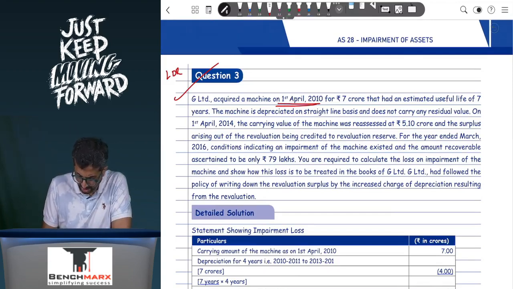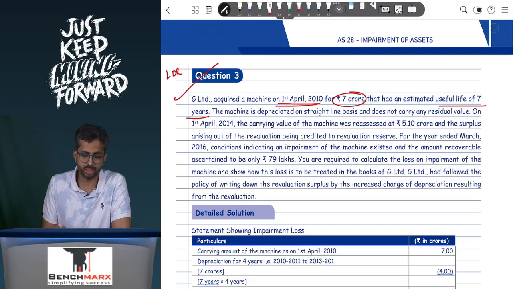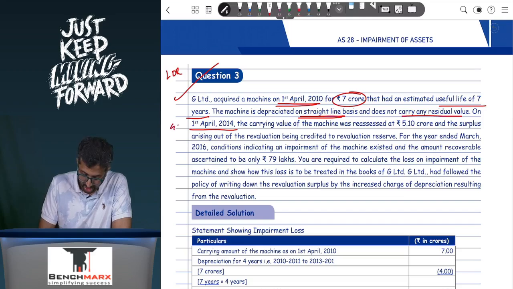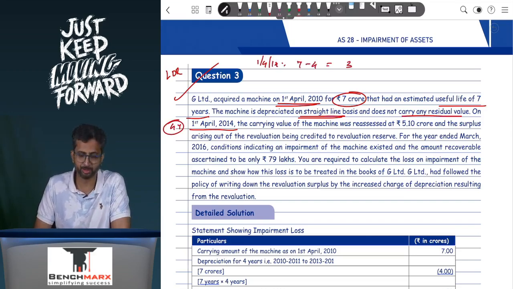Now G acquired a machine on 1st April 10 for 7 crores and an estimated life of 7 years. So that is approximately 1 crore per annum of depreciation had there been no residual value. The machine is depreciated on a straight line basis and does not carry any residual value. Perfect. That is 1 crore each year. On 1st April 14, so that is 4 years later, the depreciation must be 4 crores. Your ledger balance will be 7 minus 4, that is 3 crores still appearing in your books.